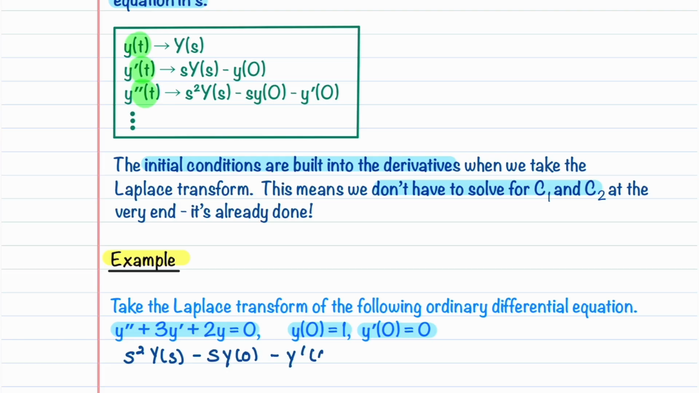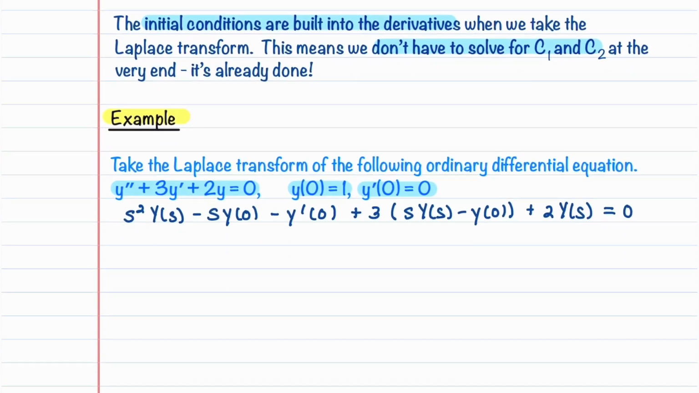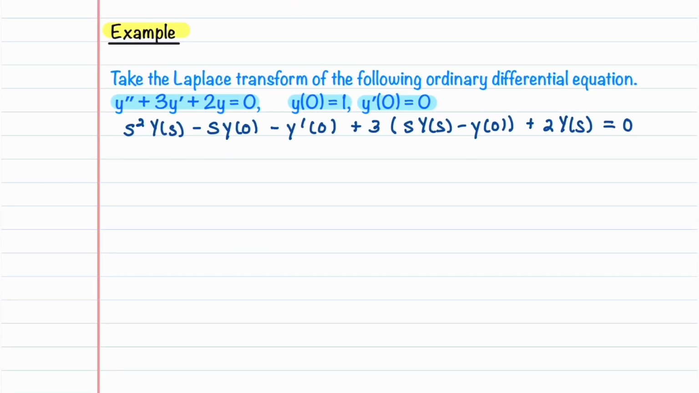y prime of 0. And then we have plus 3 times y prime. Y prime becomes s times capital Y of s minus little y of 0. And then we have plus 2y. That is now capital Y of s because we just took the transform. And this is equal to 0. Now we're going to substitute in our initial conditions. We have a y of 0, a y prime of 0, and another y of 0.